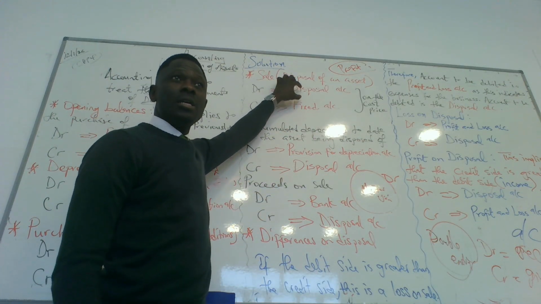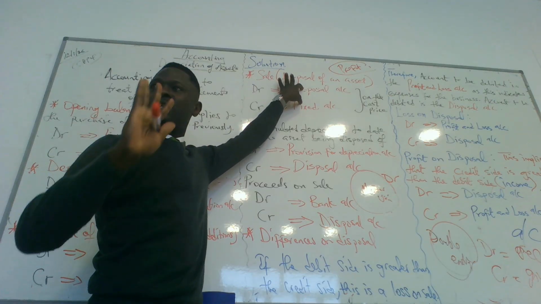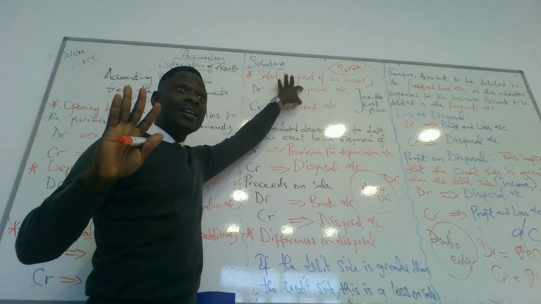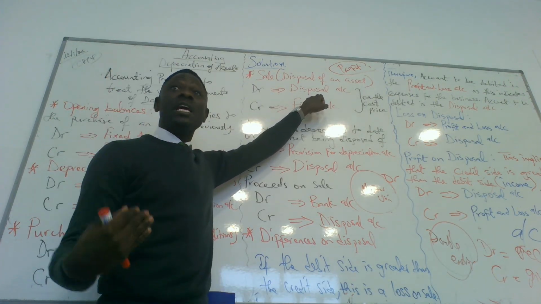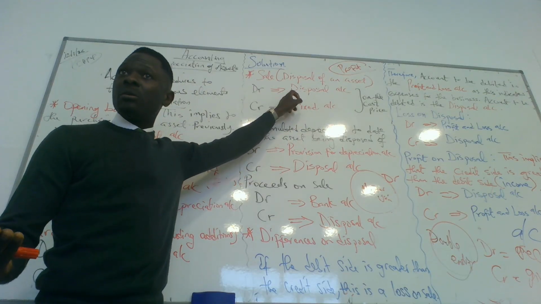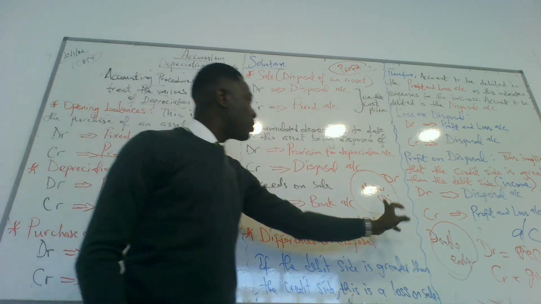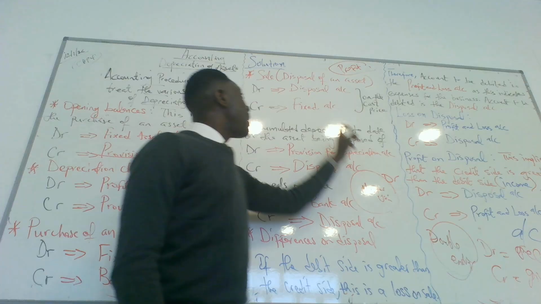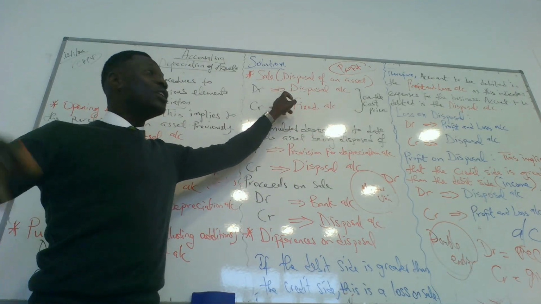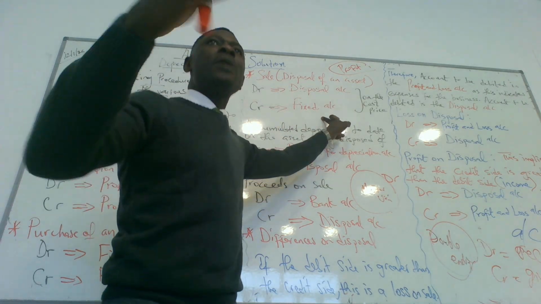You are opening the disposal account because you want to sell an asset. For the debit entry, there must be a corresponding entry. Why do you open the disposal account? You are opening it because you want to sell a motor van. So you debit the disposal account, which is open. You credit the motor van account, which you are about to sell.